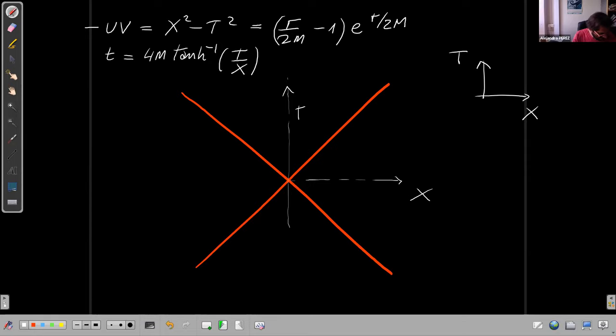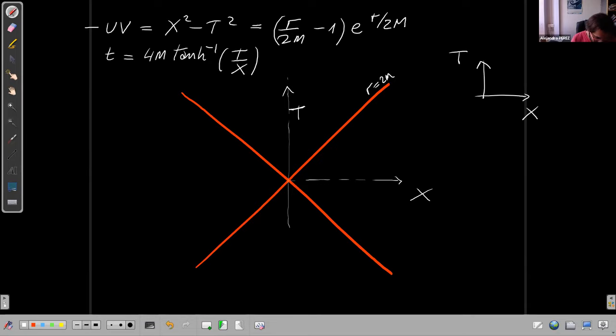R equal to 2m corresponds to the place where, if I put r equal to 2m, this gets zero. So we get x squared minus t squared equal to zero, which corresponds to u times v equal to zero. And this is exactly these diagonals at 45 degrees. So these are r equal to 2m surfaces.